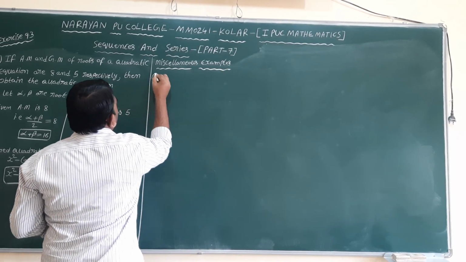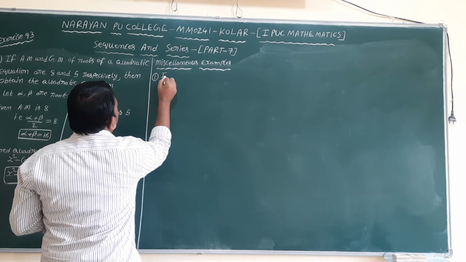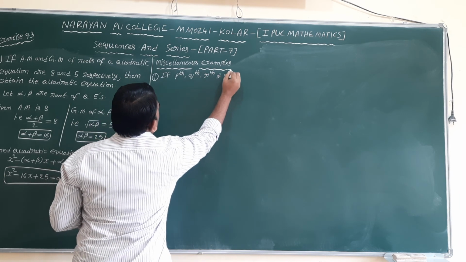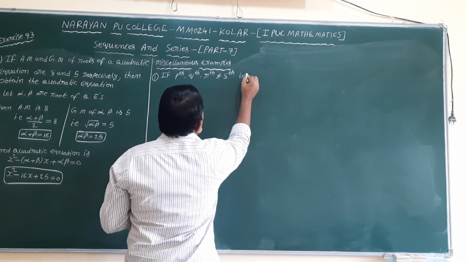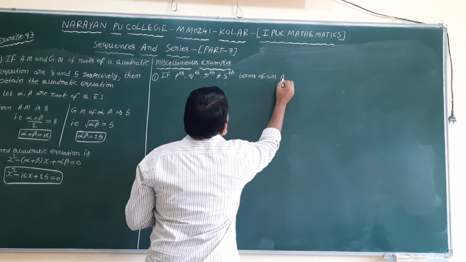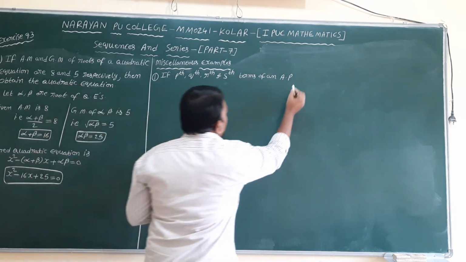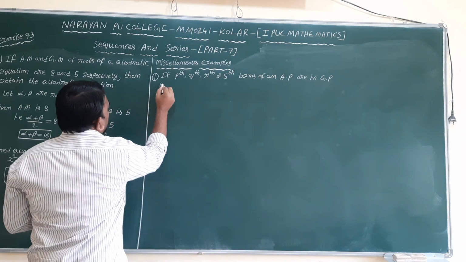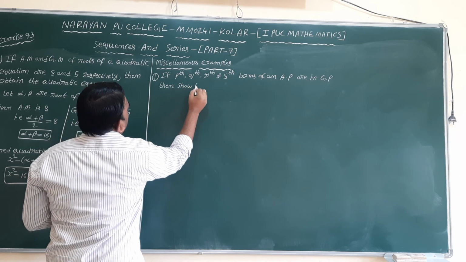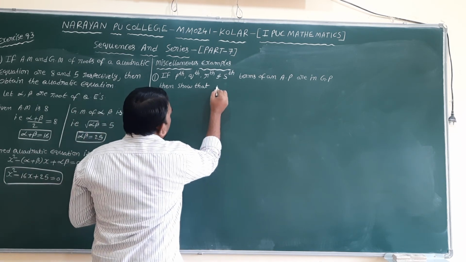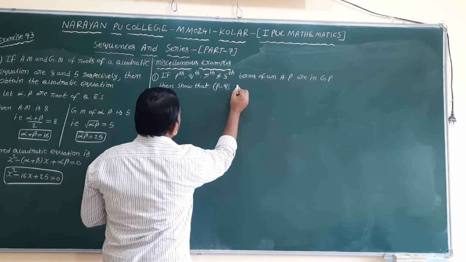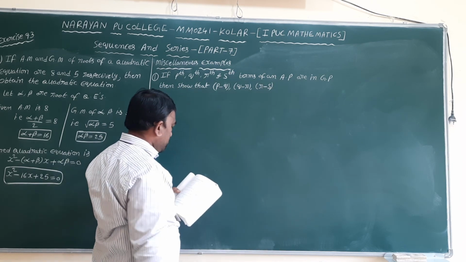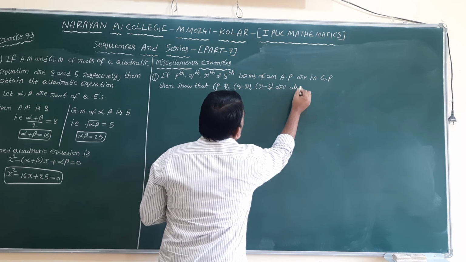So in that, the first one: if the pth, qth, rth and sth terms of an AP are in GP, then show that p minus q, q minus r, r minus s are also in GP.